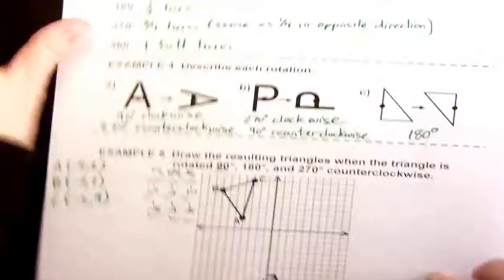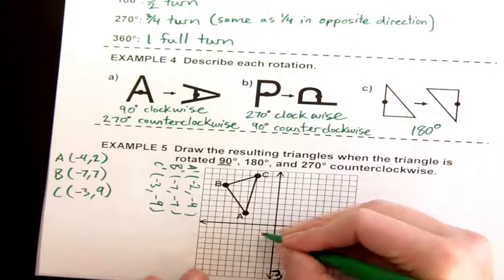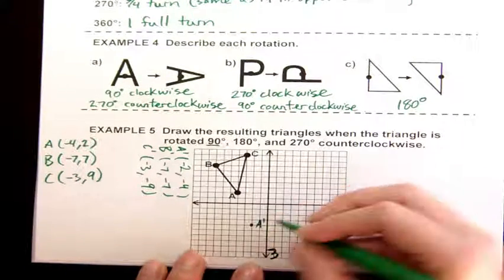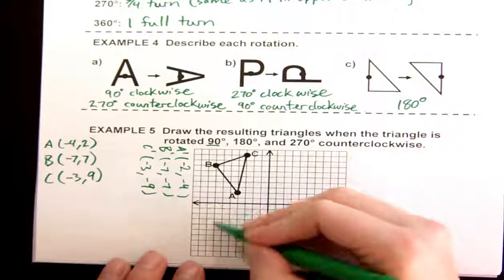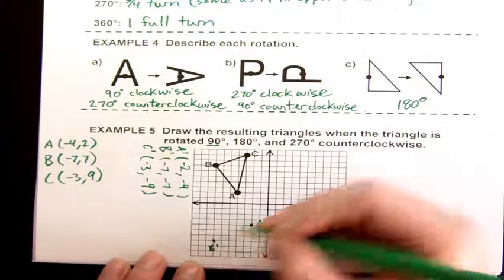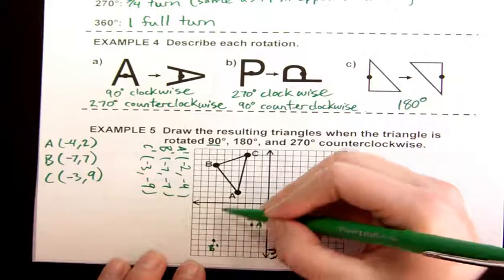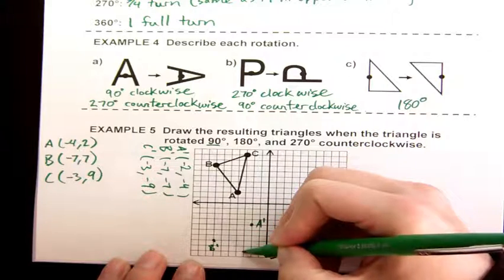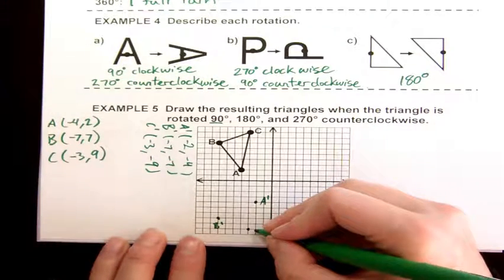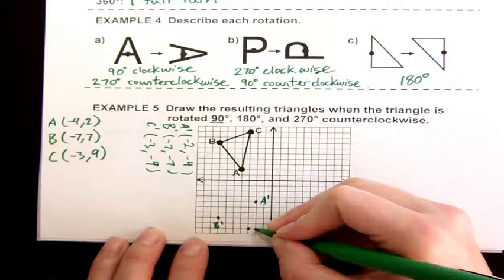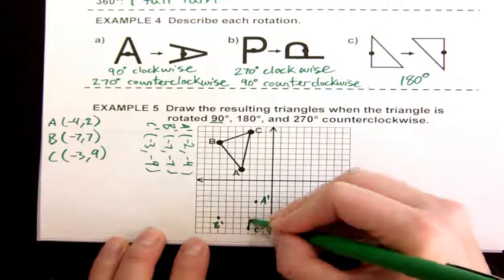So now I turn my paper back and then graph those points down here so that I actually have it. So negative 2, negative 4, negative 7, negative 7, and negative 3, negative 9. This graph, not every graph is 10 units, but this graph is 10 units, so that helps with counting out and graphing.